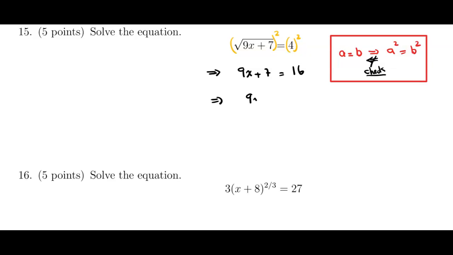So this is going to be 9x. Move the 7 to the other side, it becomes minus 7, which gives you 9. And this implies, divide by 9, x equals 1.